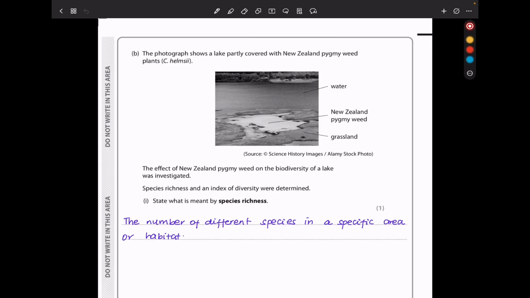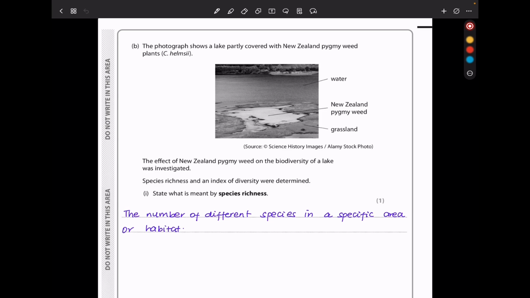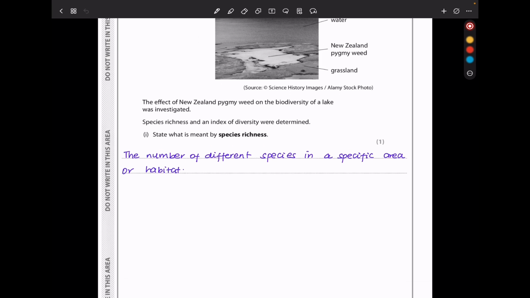In part B, the photograph shows a lake partly covered with New Zealand pygmy-weed plants. They say the effect of New Zealand pygmy-weed on the biodiversity of a lake was investigated. Species richness and an index of diversity were determined. State what is meant by species richness. Species richness is the number of different species that are found in a habitat or in a specific area.